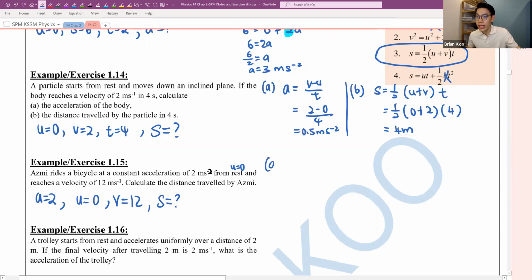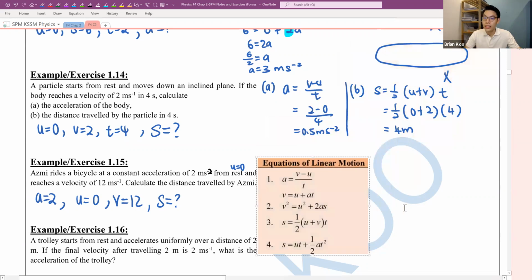So there's no T. S. Okay, so we look at this formula. Don't have what? Don't have T. I don't want T. All this got T. I don't want. Okay, so only formula is number 2.